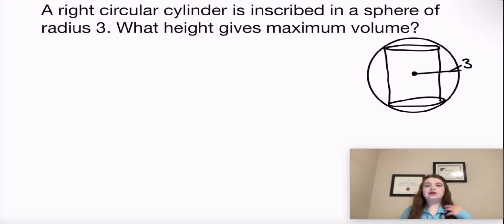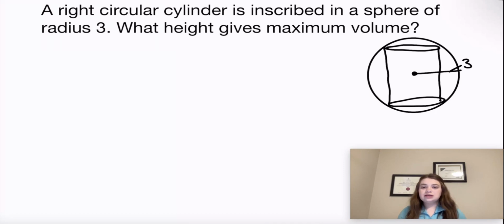So first, I just want to clarify something. They're not asking about the maximum volume of the sphere. In fact, the volume of the sphere is already predetermined because we already know the radius of the sphere is 3, and that information alone is enough to find the volume of the sphere. So there's only one possible volume that a sphere of radius 3 can be, right? And so they want to know the height that gives the maximum volume of the cylinder.